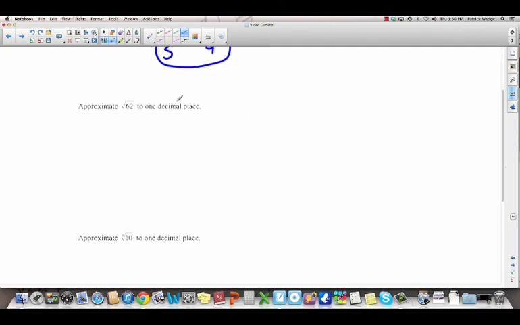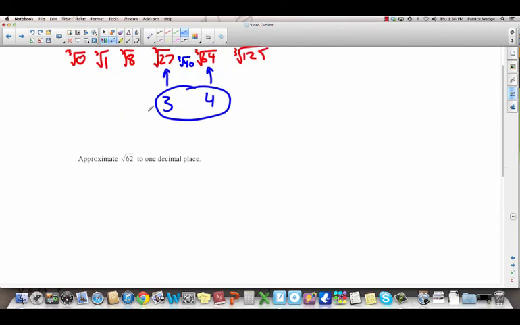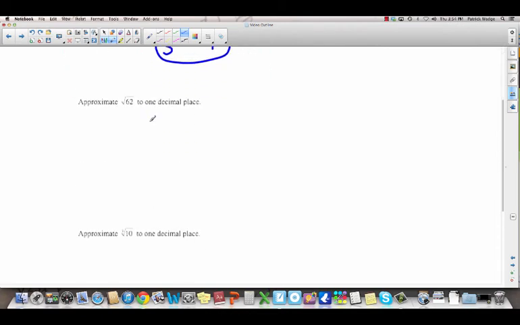All right, let's take it one more step. Now we're going to approximate to one decimal place. What's the square root of 62? We did this in grade 8 if you're in my class. I don't think any of you were. So you start by doing this exact same thing, and then we're going to take it one step further.